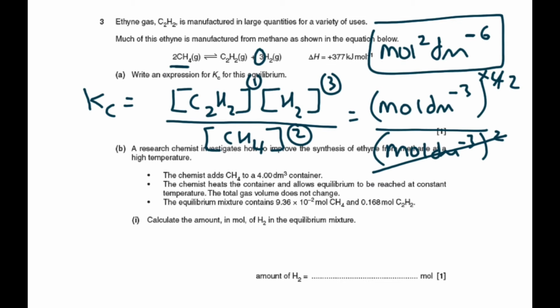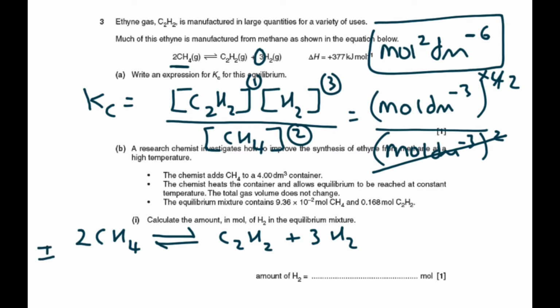Okay, so the next question, calculate the amount of moles of hydrogen in the equilibrium mixture. So I'm just going to rewrite the equation because I like to work everything from an equation. So I'm just rewriting the equation. 3 hydrogens. Okay, we've got initial, we've got equilibrium, and we're going to look at the change as well. So initial, change, and equilibrium. Okay, so let's see what information. The chemist adds methane. Well, we don't know how much methane, so initially we don't know how much methane. Okay, just put question mark.